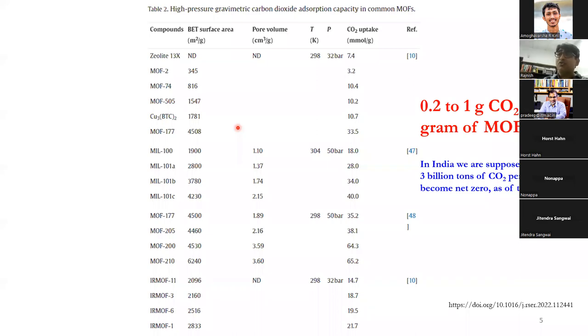And you should be able to regenerate this material at least 1,000 times so that you can capture 3 billion tons of CO2 to become net zero as of today. Tomorrow, or 5 or 10 years down the line, the CO2 emission in India could be 6 billion tons. So these numbers will obviously go up, no doubt about it. So it's very important to understand that if you are going to produce 3 billion kilograms of MOF, you can imagine how much CO2 you will emit. That's the first question. The second question, which is very pertinent, is: are you sure that you will be able to recycle this material 1,000 times without losing any material? This is something which people have to ponder about.